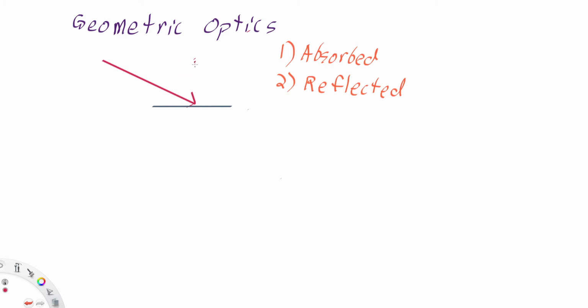So just like we did for flux, we define a normal to our surface. Reflection is the easiest kind of behavior to deal with. Light comes in, light goes out, and the angle of incidence and the angle of reflection are the same.